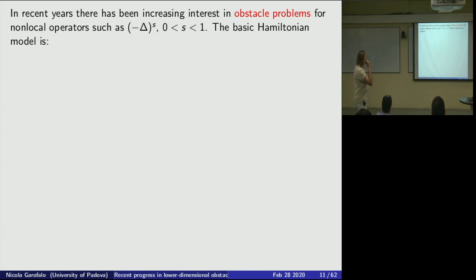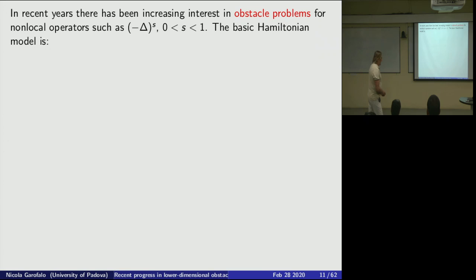Okay, so that's the prehistory. And now I will move closer to the main subject of my lecture: the obstacle problem for non-local operators. In probably the past 13 years, there has been an explosion of interest in this kind of problem. And you will see in a moment, I will mention the paper that originated this interest. But anyhow, let me consider now the fractional Laplacian.